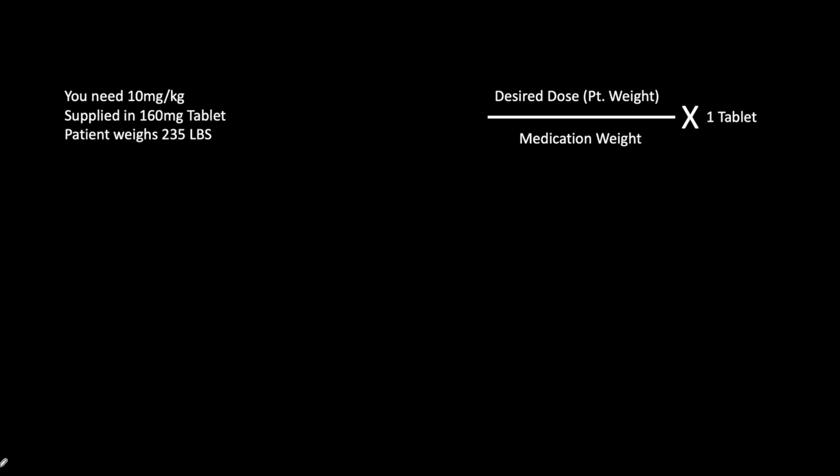Alright, one last example. You guys try it out for a minute, and then we'll do it together. So for this problem, we have a 235-pound patient, and our tablet's going to be supplied as 160 milligrams. So let's start out with our patient weight. We'll take 235 pounds divided by 2.2, and this is going to give us 106.8 kilograms.